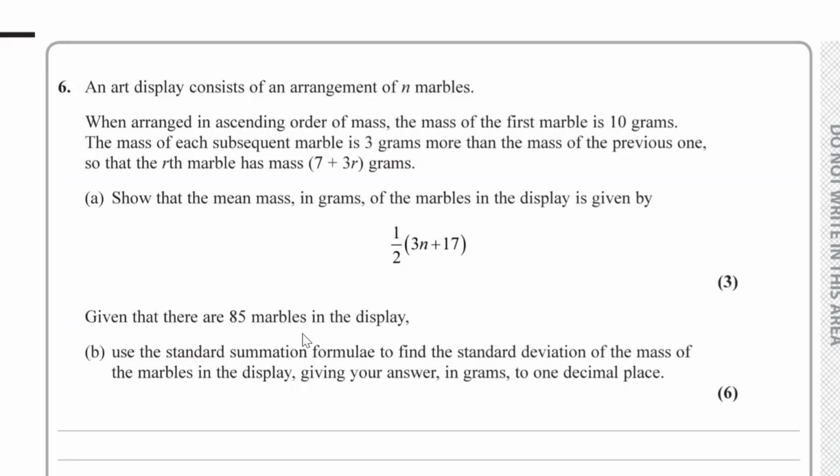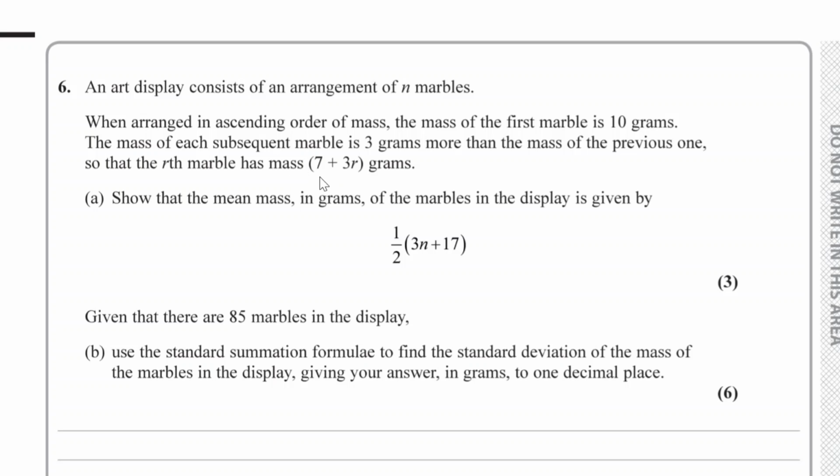Question number 6. An art display consists of an arrangement of n marbles. When arranged in ascending order of mass, the mass of the first marble is 10 grams. The mass of each subsequent marble is 3 grams more than the mass of the previous one, so that the rth marble has a mass of 7 plus 3r grams. For part A, we have to show that the mean mass in grams of marbles in the display is given by 1/2 lots of 3n plus 17.